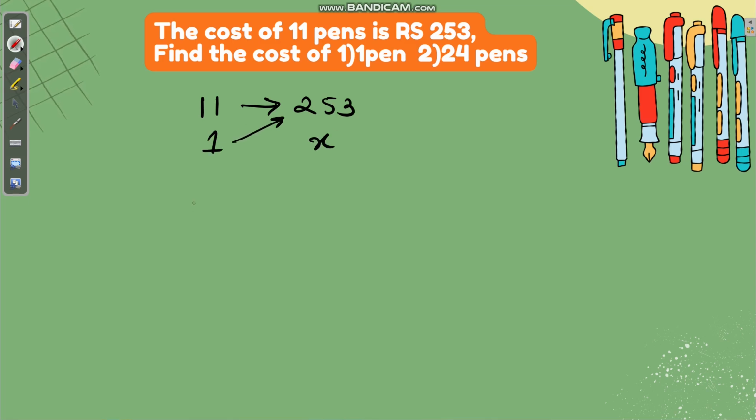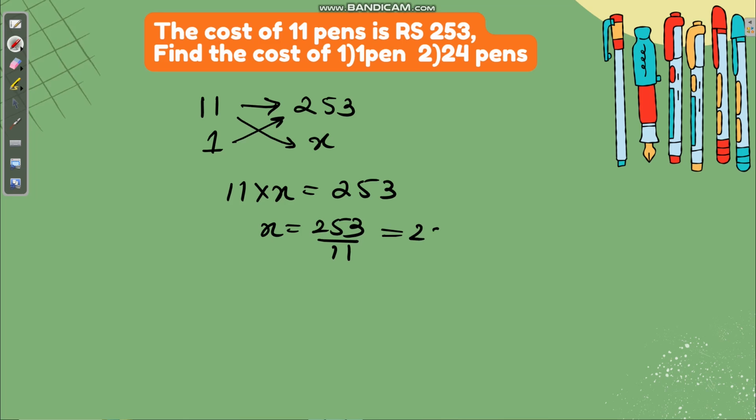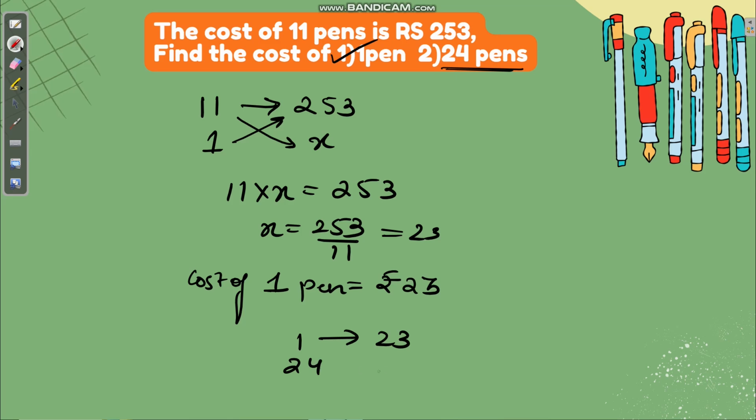So just cross multiply. This will be 11 into x is equal to 1 into 253, which is 253. So x will be equal to 253 upon 11. When you divide, you will get 23 as the answer. Okay, so this is nothing but the cost of 1 pen. So the cost of 1 pen is equal to rupees 23. So once you get the cost of 1 pen, the second part is very simple.